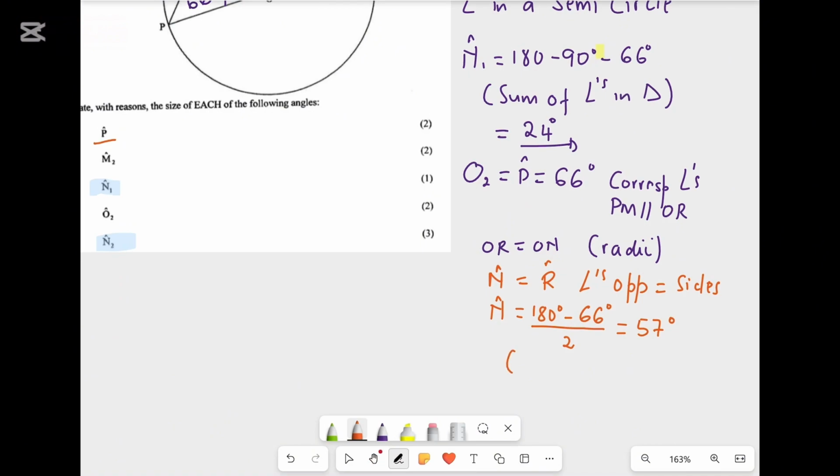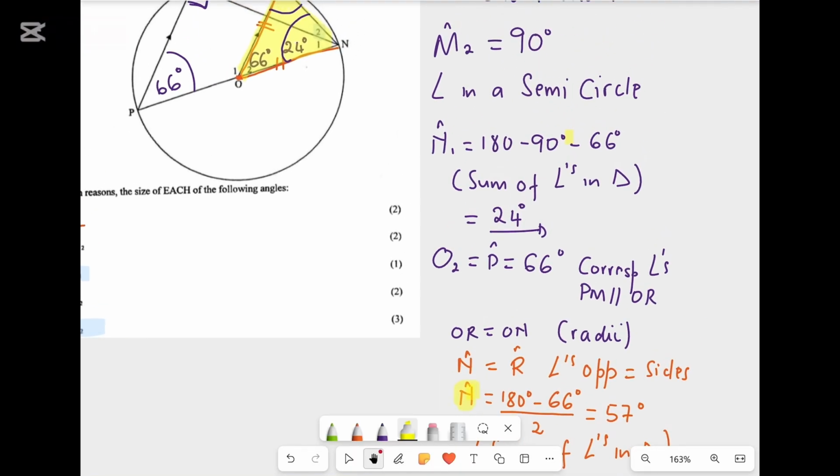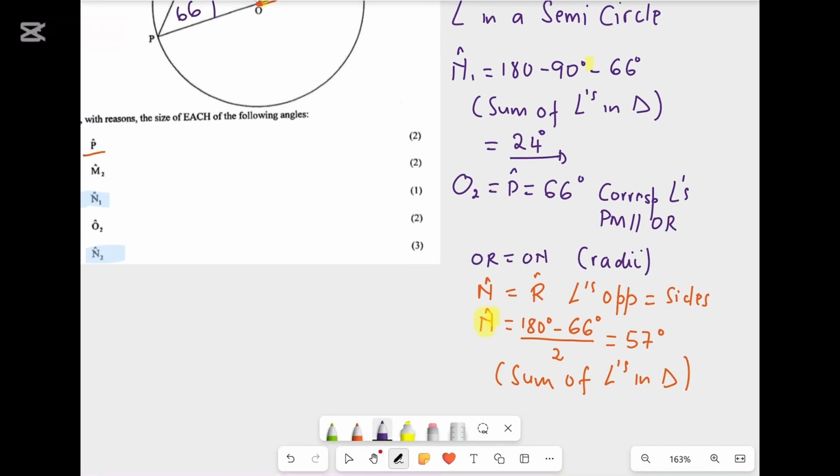So the reason here, we have sum of angles in a triangle. So remember, N is made up of N1 and N2, but we already have our N1 is 24. So that simply means N2 is 57 minus 24. It will give us 33 degrees. So N2 is 33 degrees. Next question.